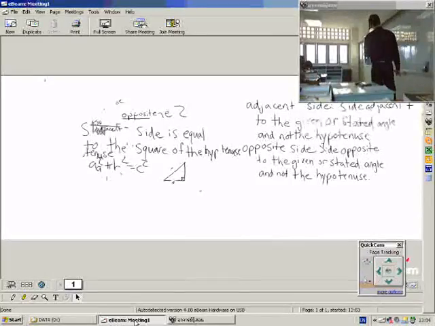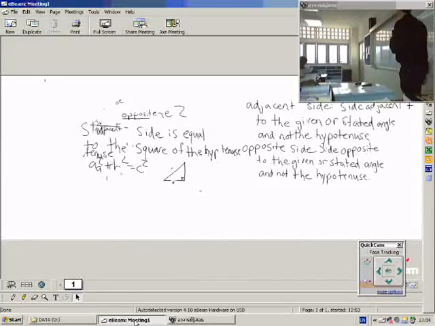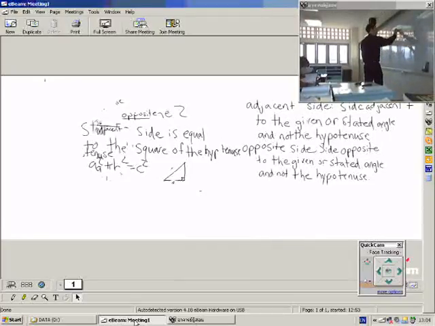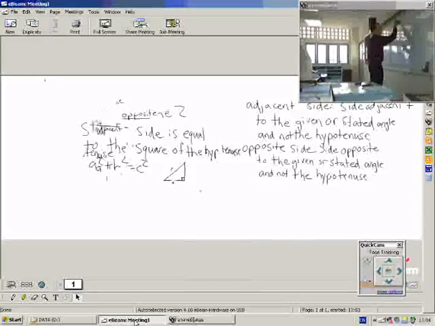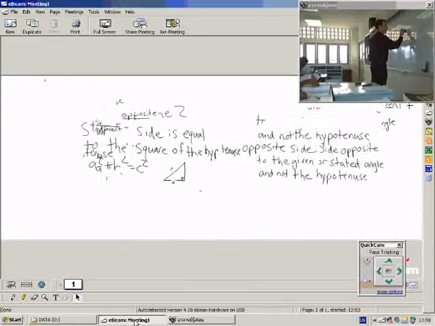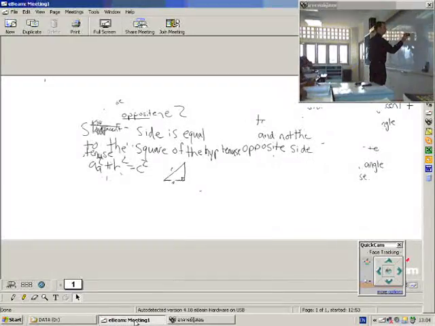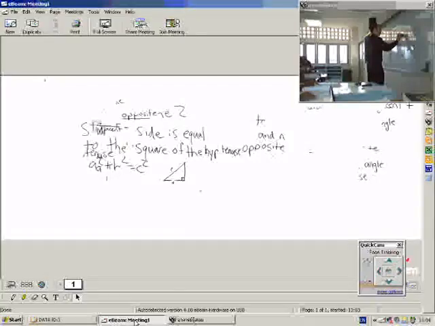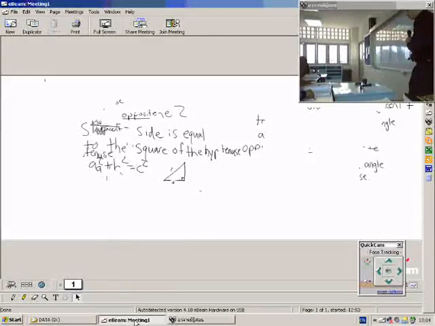So that was Pythagoras' theorem. The next topic that we covered was trigonometry.